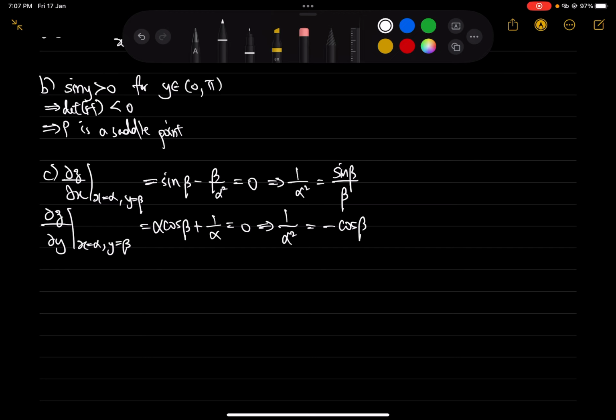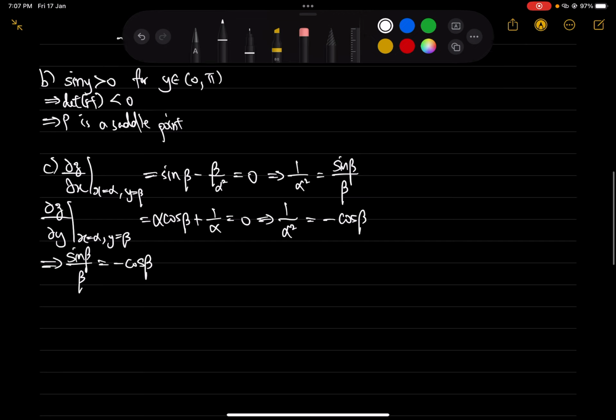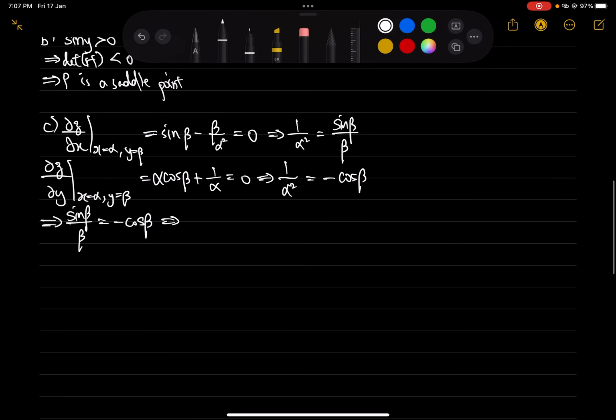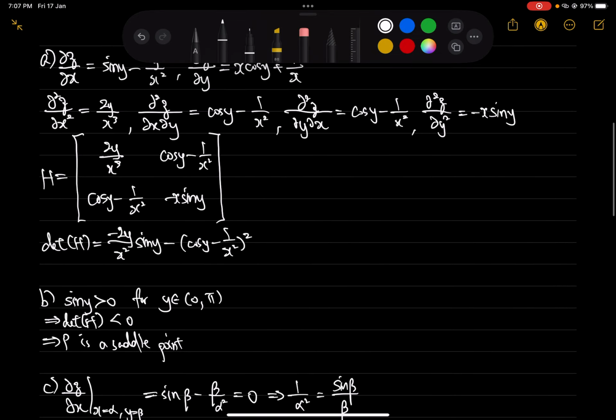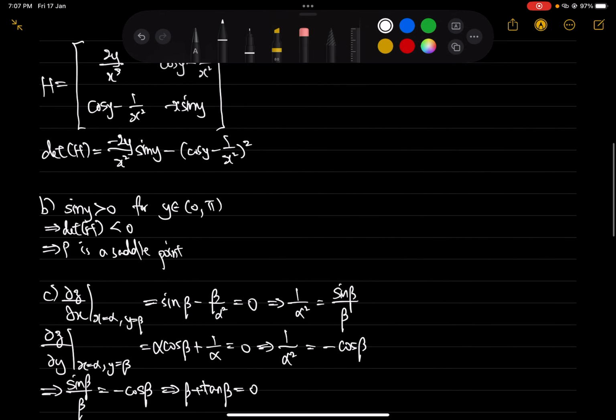So obviously now we could say that sine beta over beta is equal to negative cosine of beta, which implies beta plus tangent beta is 0. And that's it for part C. Very basic as well.